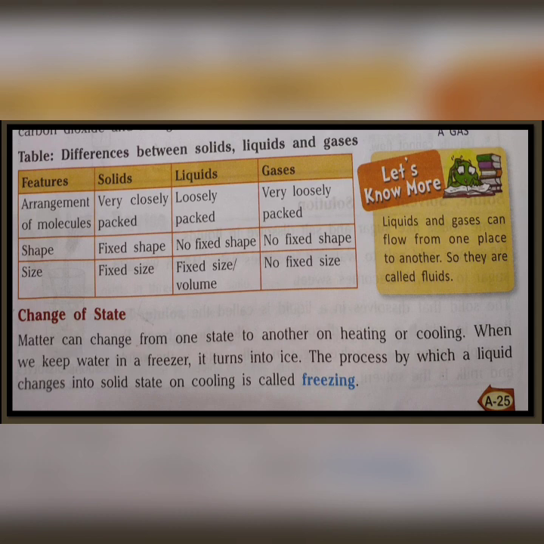Next topic is about change of state. Matter can change from one state to another on heating or on cooling. And there are some processes involved in change of state. When we keep water in the freezer, what happens? We see that water turns into ice. It is called what? Freezing. Freezing is the process by which liquid changes into solid state on cooling.